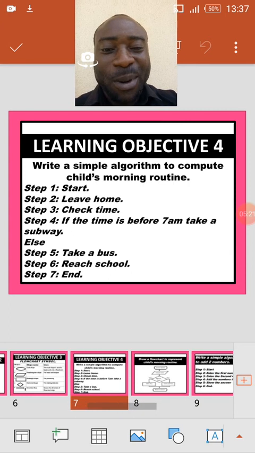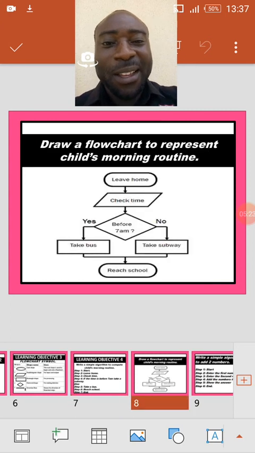Alright, I would like us to look at the flowcharts. Can we see the flowchart on the board? Alright, that's good. The flowchart: leave home. Remember, the oval shape, which is the beginning and the last one on this flowchart symbol, is what? To start and to end. So leave home, that's the oval shape.